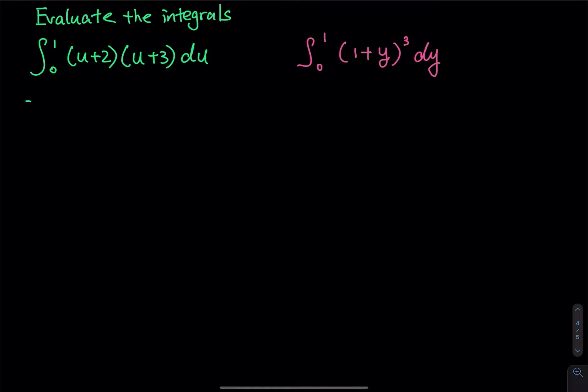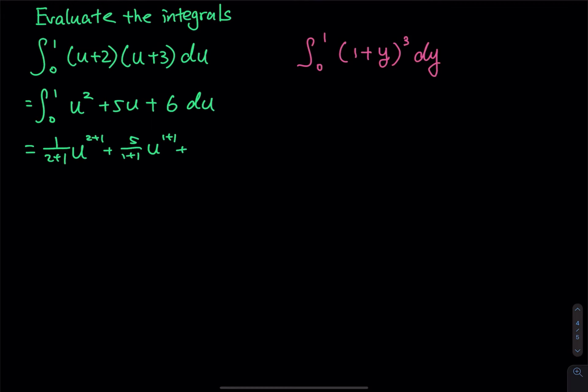So you have from 0 to 1, just an algebra problem. u times u is u squared, and then u times 3 and 2 times u, so 3 plus 2, you get a 5u, and then 3 times 2 is equal to 6, and then du. Now you can just apply the simple power rule. So this is u to the 2 plus 1, divided by the power, plus 5u to the 1 plus 1, divided by the power, plus 6u, u goes from 0 to 1.